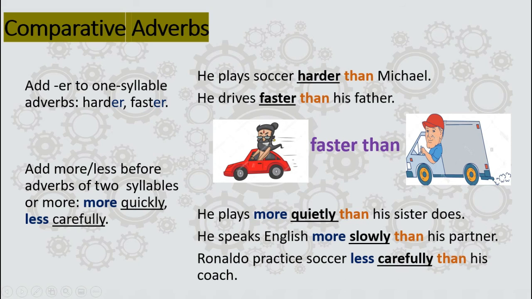So, the second rule, we add more or less before adverbs of two syllables or more. For example, more quickly, less carefully. Examples: he plays more quietly than his sister does. He speaks English more slowly than his partner. Ronaldo practices soccer less carefully than his coach. Or his coach practices soccer more carefully than Ronaldo.